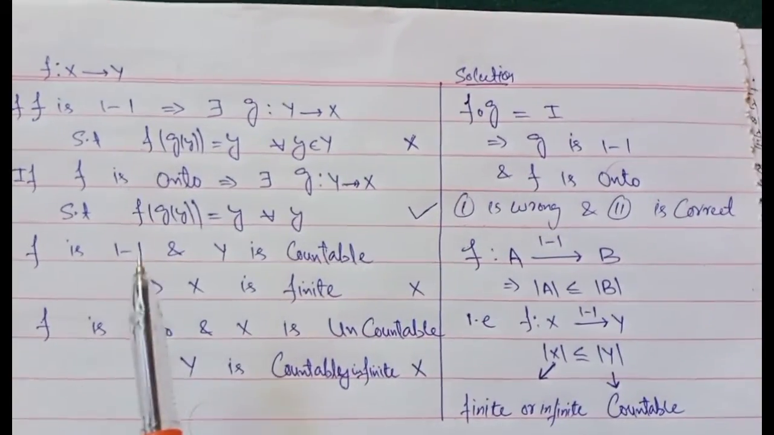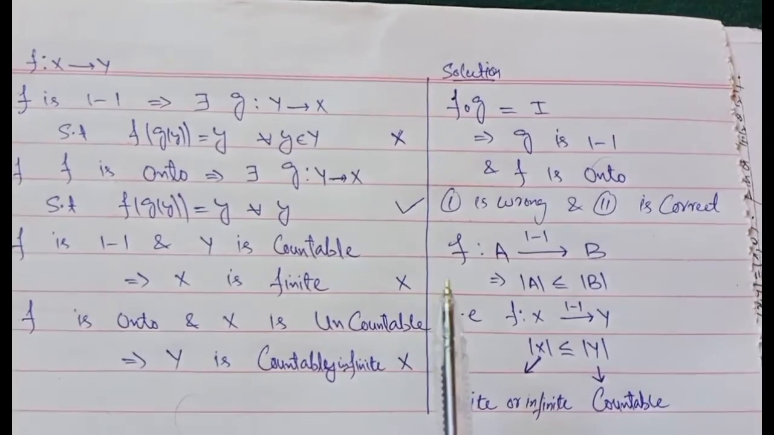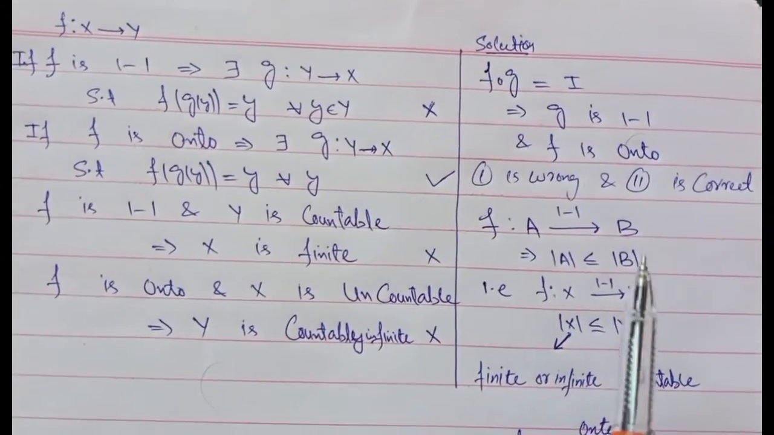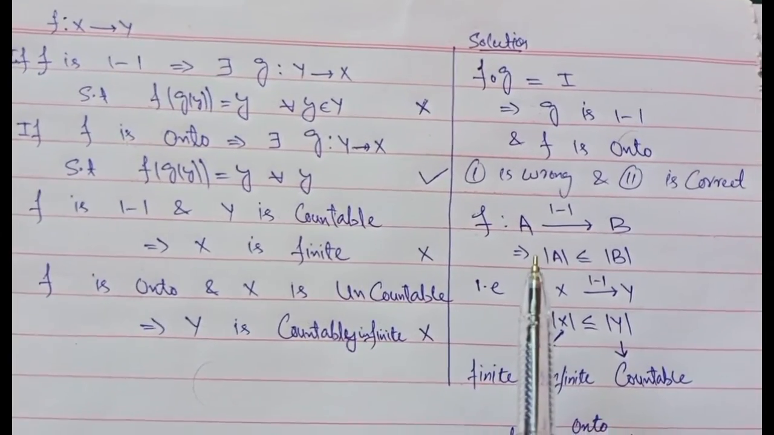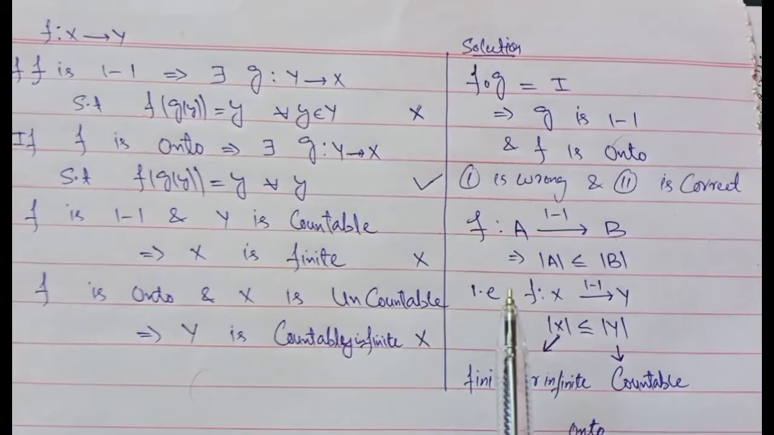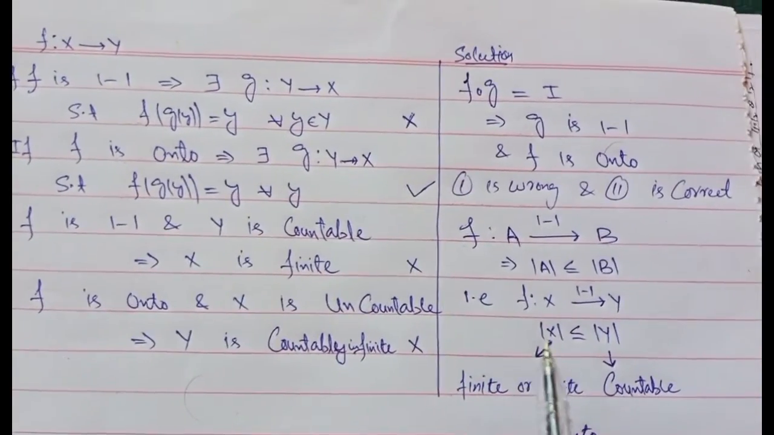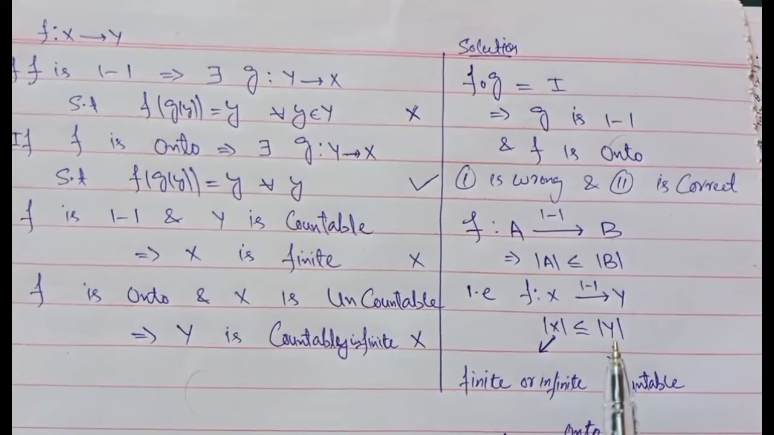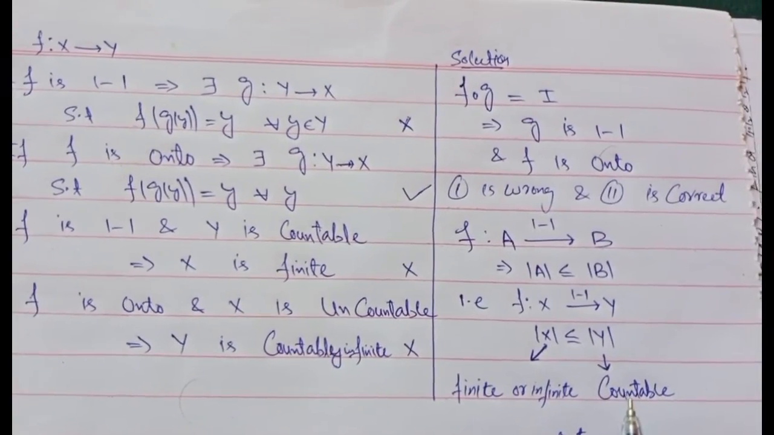Now see option third. It says f is 1-1 and Y is countable. We know if f is a function from A to B and a 1-1 function, then cardinality of A is less or equal to cardinality of B. That is, function f from X to Y is 1-1, which is given. So cardinality of X is less or equal to cardinality of Y. But it is given Y is a countable set.